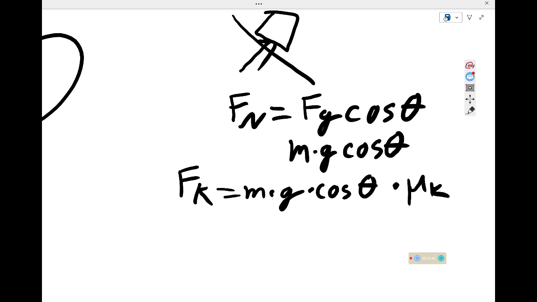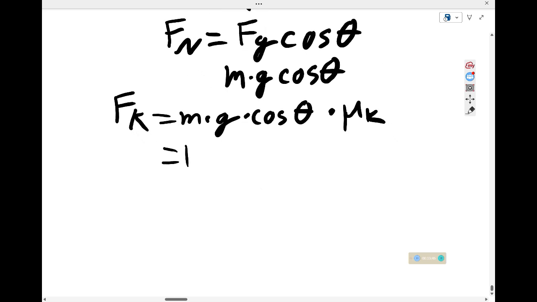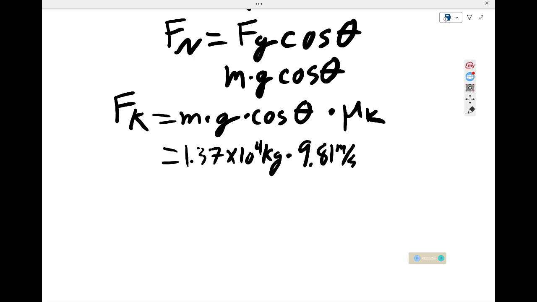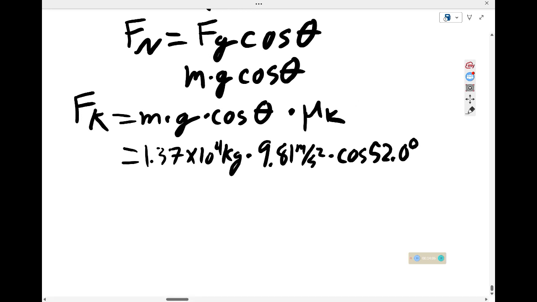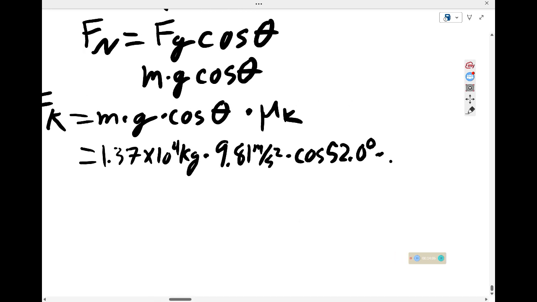And we have all of those, right? We know mass is 1.37 times 10 to the fourth kilograms. We know gravity is 9.81 meters per second squared. We know that our angle is 52.0 degrees. And we know that our coefficient of friction is 0.45. So you want to drop that into a calculator.